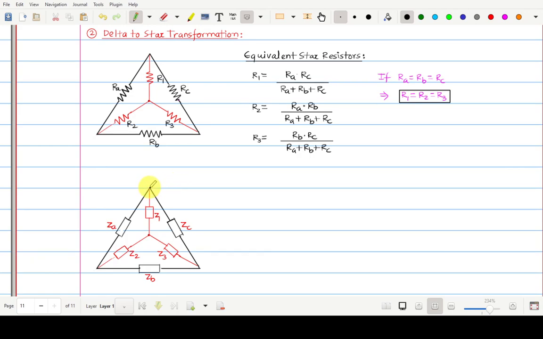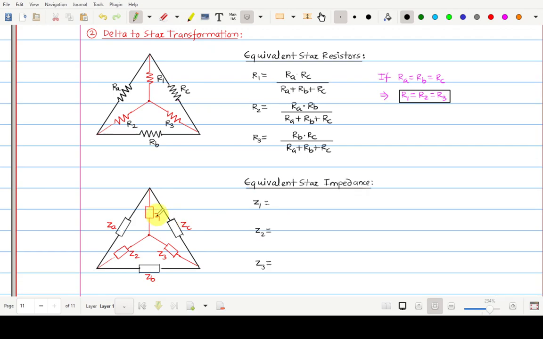Many times instead of pure resistances we are provided with impedances. Suppose instead of pure resistors we have ZA, ZB and ZC, which indicate impedance. It may be a combination of resistor, inductor and capacitor. In that case your newly formed star will also have impedances, which we call Z1, Z2 and Z3. So the equivalent star impedances will be like this.